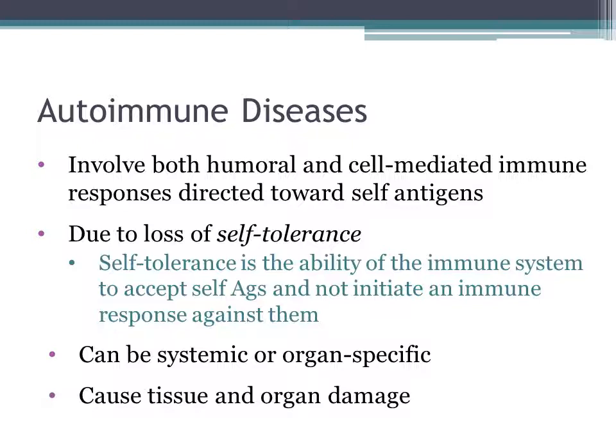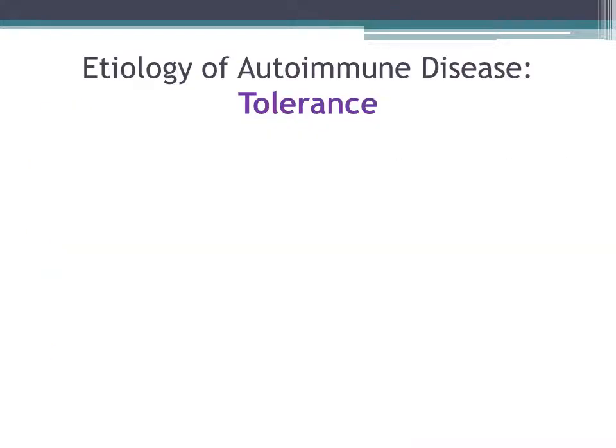These autoimmune diseases can be systemic or organ specific. We'll look at several of each, and they can cause significant tissue and organ damage. Normally, with the appropriate tolerance mechanisms that we have, we shouldn't develop autoimmune disorders.